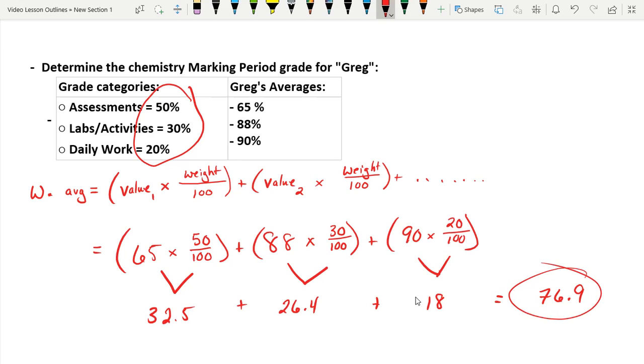Now we see that compared to his initial grades, it is closer to the lower grade, which is worth more, compared to if we were just to take an average of his three grades, 65, 88, and 90, an average that would assume that all those things are weighted equally to each other. His regular average would come out to an 81. So we see that by doing a weighted average, it shifts the average closer to the value that is worth the most, in this case, the 65.